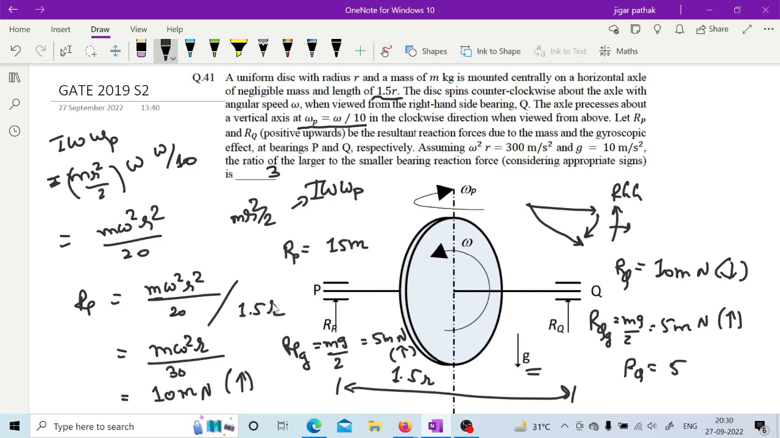So sir, the downward direction net, sorry, downward direction. The net reaction at Q is in downward direction and at P it is in upward direction. Yeah, which is generating a couple, for that it will be different, na?